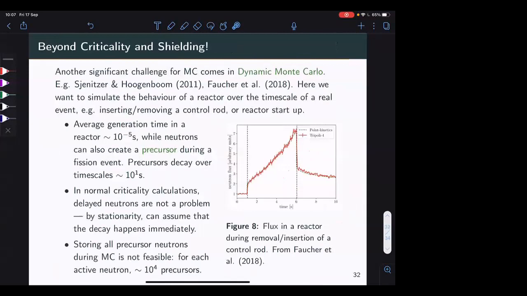And then, sorry, maybe 2 more minutes just to talk about the future challenges that I think are very interesting and offer difficulties on top of this. Something called dynamic Monte Carlo. There was a question at the start about these criticality calculations. It may be that we want to understand what's going on in a reactor in real time. As we were talking about earlier, you may want to raise or lower a control rod, so we want to understand what happens to the flux in a reactor. That's this picture here.